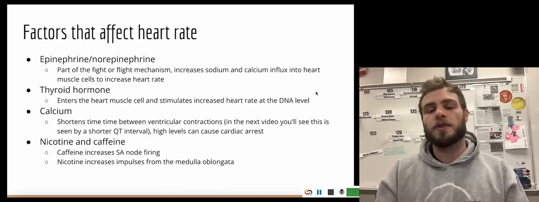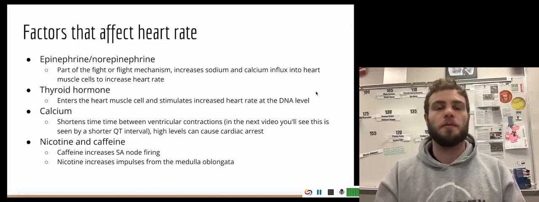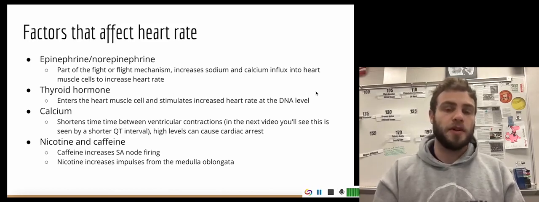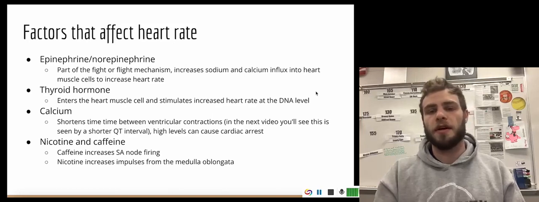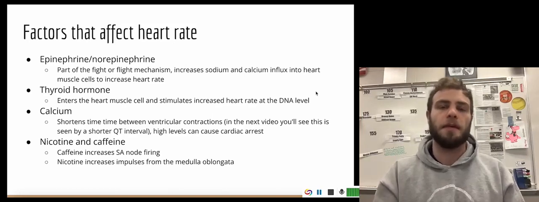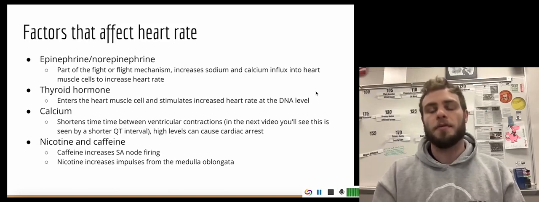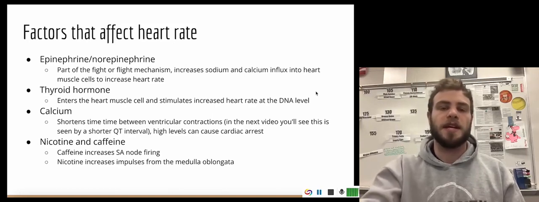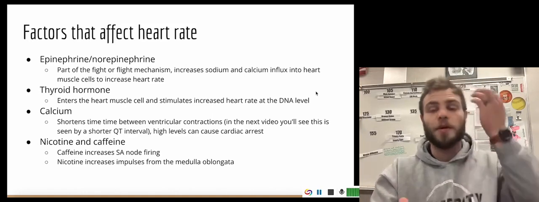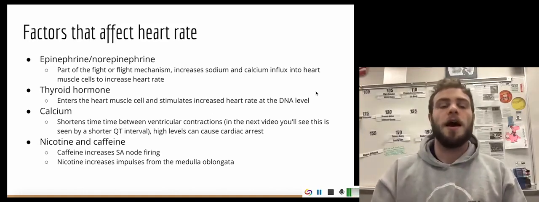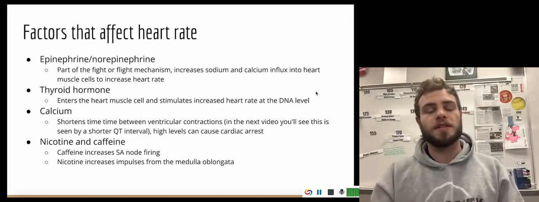But what epinephrine is going to do, it's going to increase the amount of sodium and calcium that are flowing into those heart muscle cells. And you remember that you need both sodium and calcium in order for action potentials to flow, as well as for the sliding filament theory to get the actin and myosin to be able to bond with one another, so that higher levels of sodium and calcium are going to increase the rate at which your heart is contracting.